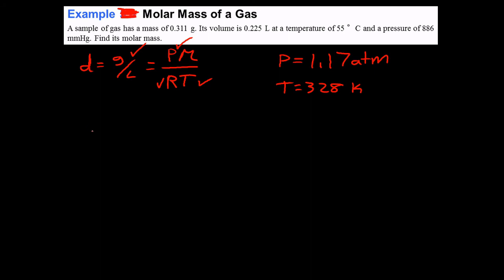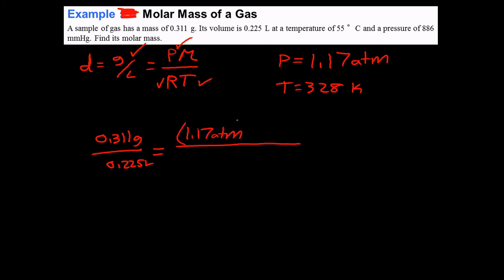So if we go ahead and plug in what we know, we have 0.311 grams for every 0.225 liters. The pressure is 1.17 atmospheres. That is going to be multiplied by our unknown molar mass. And then we're going to have 0.08206. I'm just going to trust that you all believe me that the units are going to work out there, because I don't want to write all those in again. So then you have 328 Kelvin.